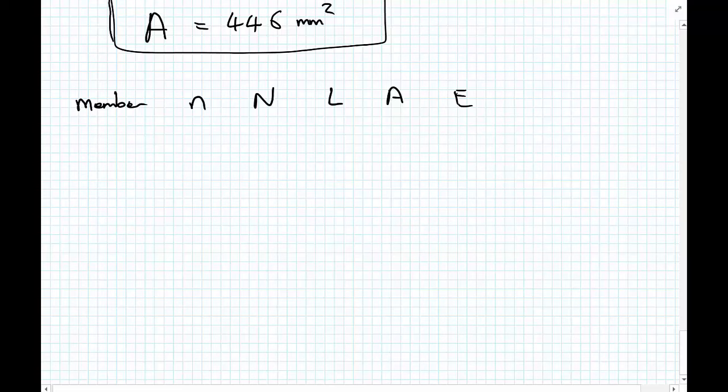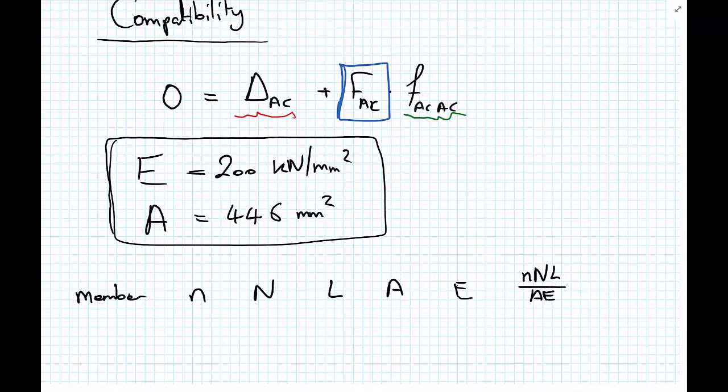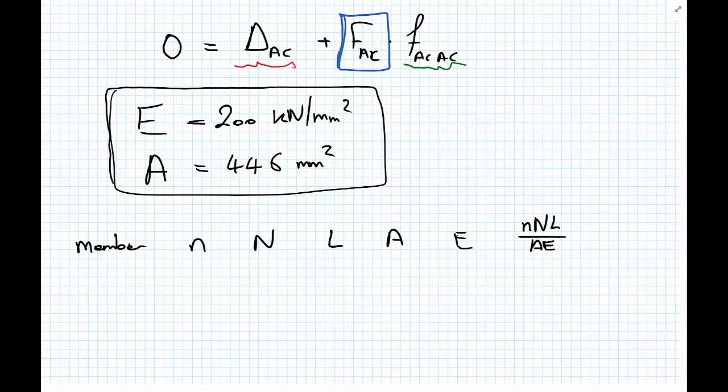First of all, we want to calculate delta AC, and we remember from what we did with deflections of trusses that the sum of NNL divided by AE would give us that deflection, especially as the unit load has been placed at the point where we want a deflection and in the direction that we want the deflection. Finally, we're going to calculate our compatibility, the factor FAC, FAC. This is what we would get if we place a unit load at the point where we want to know the deflection as a result of that unit load and in the direction of the unit load. So that would be the same as having a column of little n, little n, L divided by AE.